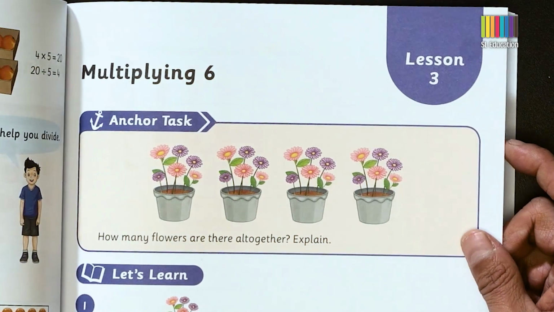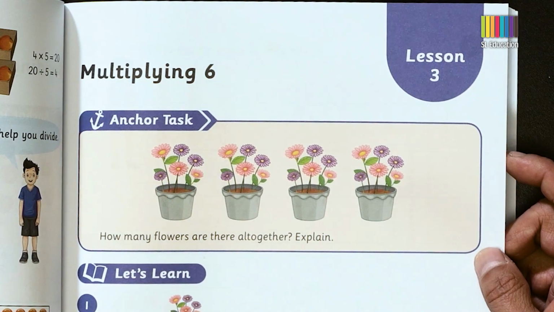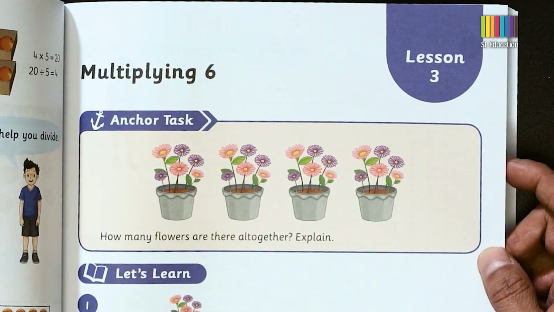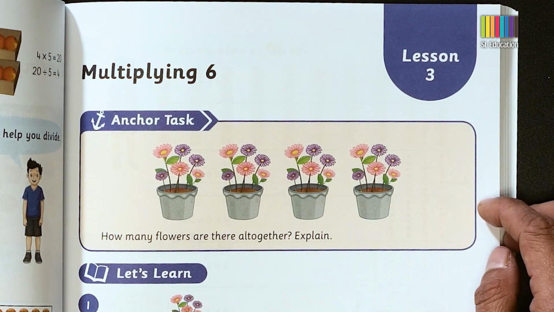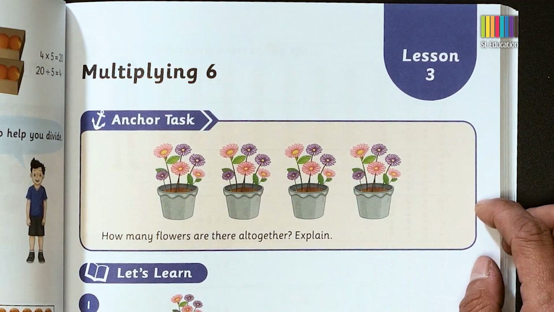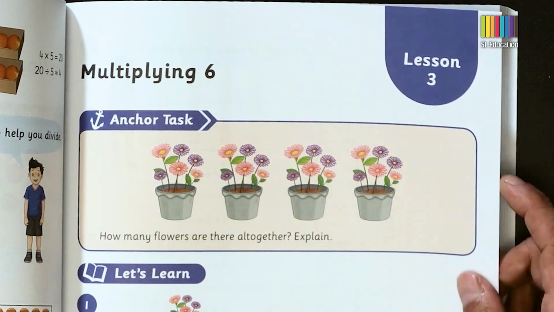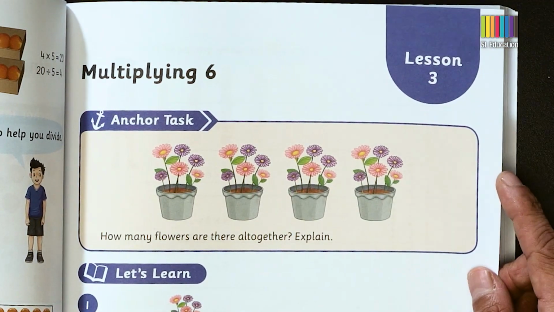In a bite-sized lesson, the lesson would begin with one problem, the anchor task. Not many tasks, but just a single task that we call the anchor task. In this lesson, the anchor task is to figure out the number of flowers in a certain number of pots and to explain their thinking. In a bite-sized lesson, the emphasis is on one problem, not many.